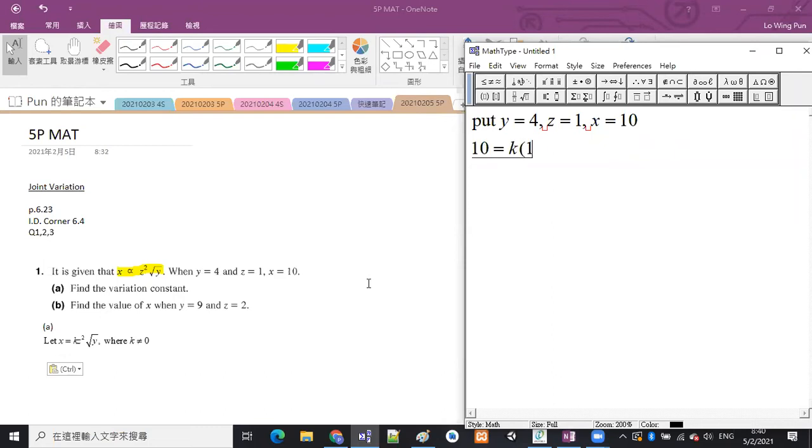So x is 10, and then k is k. Z square becomes 1 square, and then square root of 4. And then you just simplify the number on its side first. Don't move to the opposite side at this stage. 10 is 10, and then k is k. And then 1 square times square root 4, you just use the calculator. So it should be equal to 2. Okay? So it is 2k is equal to 10, right? And then you divide the 2 to the left-hand side. Okay, leaving k on the right-hand side. And then you may just use the calculator to find that it is 5. So k is equal to 5.